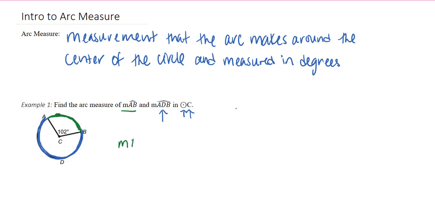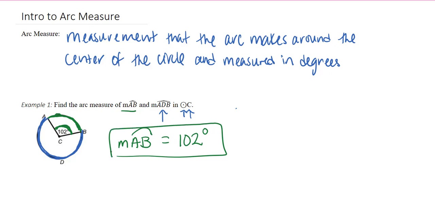So if we have this one, well, this one's actually pretty straightforward because it's given to us right here. So this arc measure is measured in degrees, and it's measured around the center of the circle. So right here it tells us it's 102 degrees. So that's our answer.